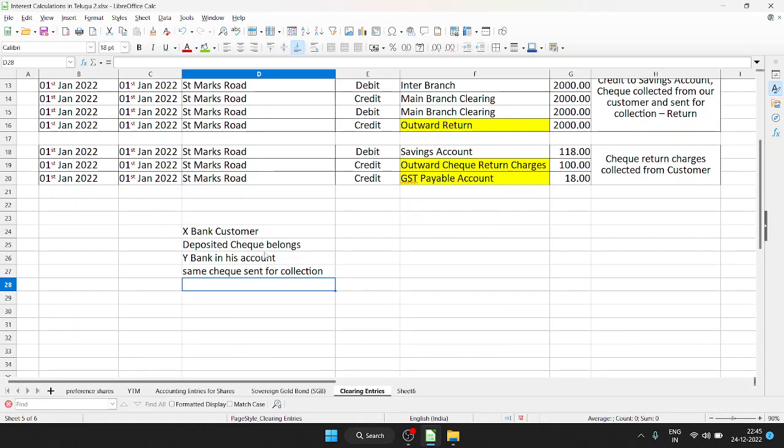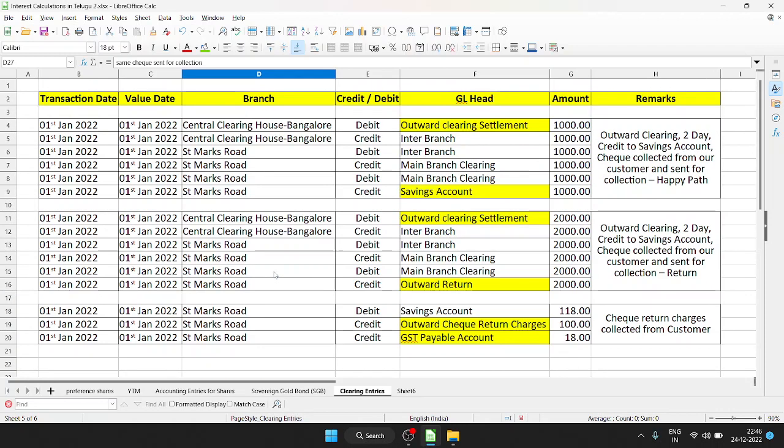So my scenario is, X bank has a customer, and he brought one check for collection. The check belongs to Y bank. So the X bank customer got a check from his friend, relatives or business, a Y bank check, and he has deposited it in his account for collection.